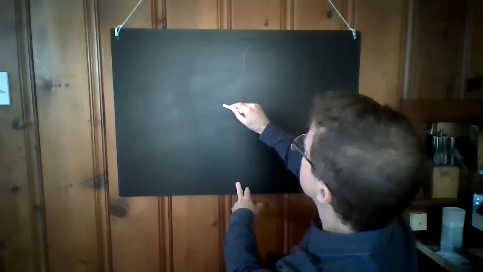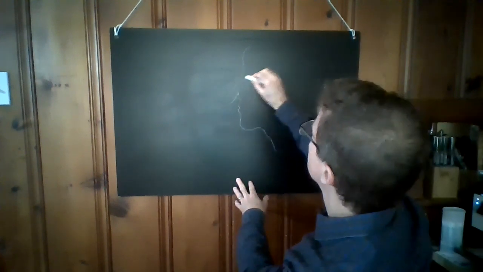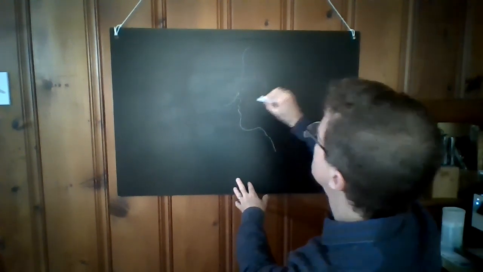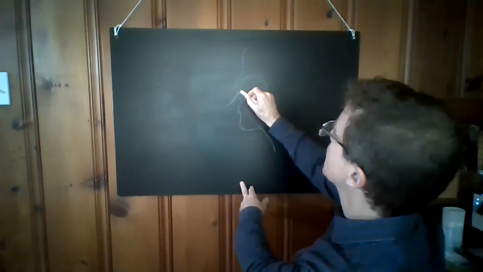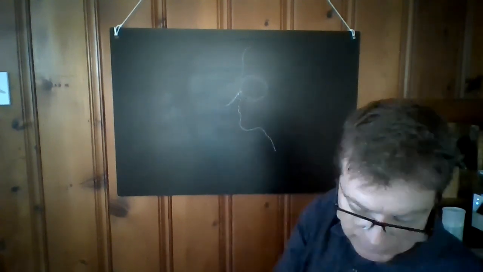The nasal cavity: if air comes in the nares, or the nostril, the nasal cavity is located in this space right here, sort of just posterior to the nose. So this is the nasal cavity. There are structures in the nasal cavity.